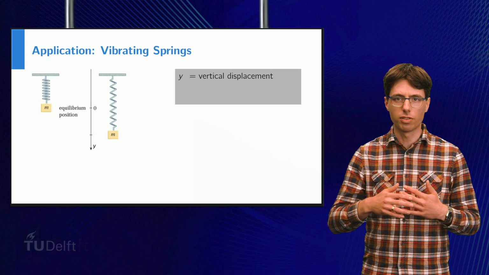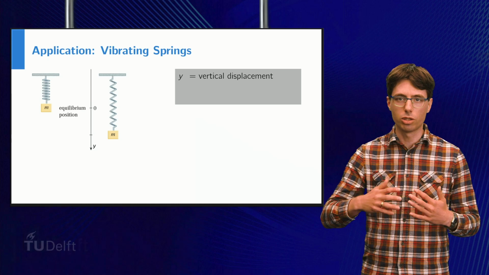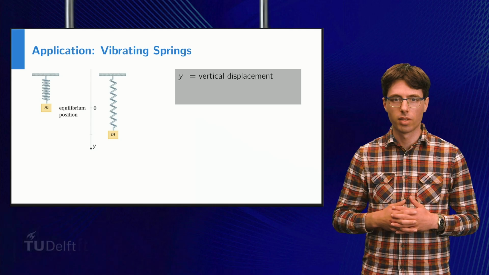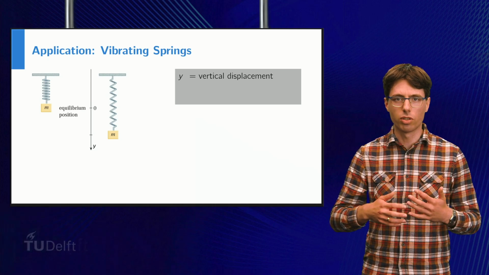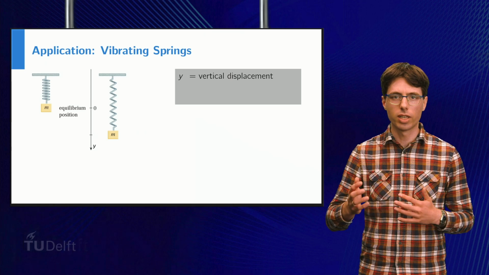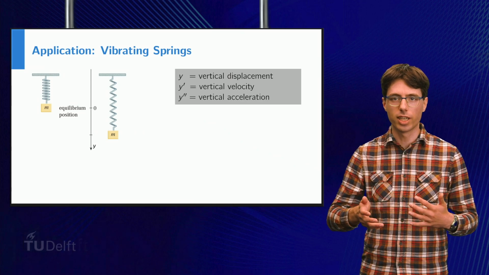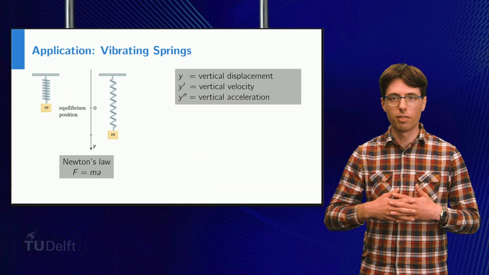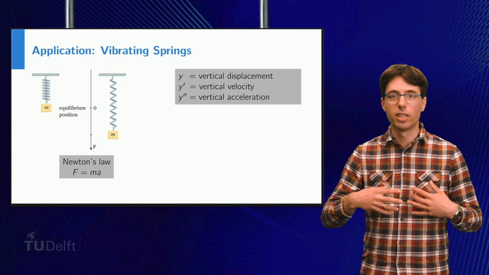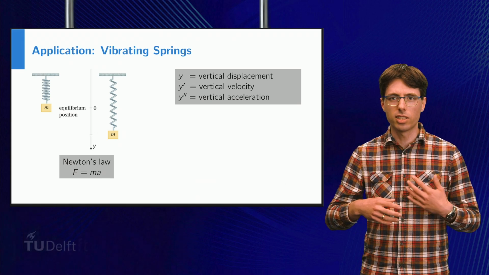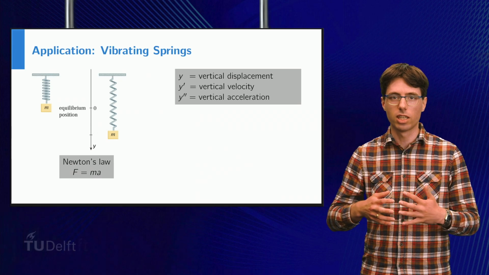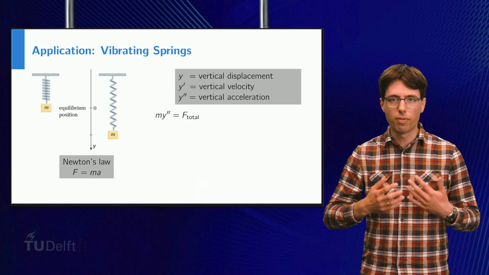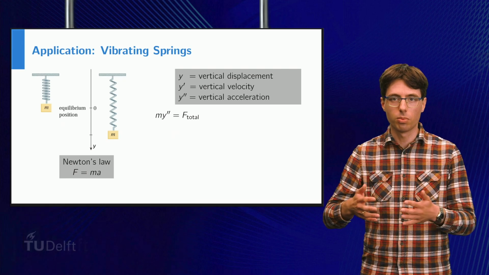We measure the location of the mass by considering the vertical displacement, which we will call y, with respect to the equilibrium position. Other quantities that will play an important role are the vertical velocity and the vertical acceleration, which are given as the first and second derivatives of y respectively. The physical law that will bind everything together is, what else? Newton's second law of motion, which states that the total force is mass times acceleration. Of course, the acceleration is given by y double prime here. So we find that the total force equals m times y double prime.